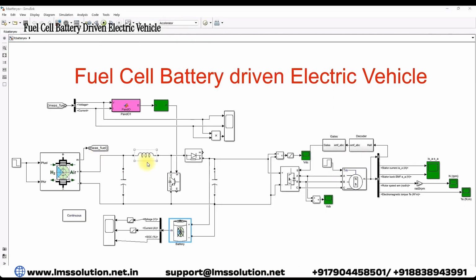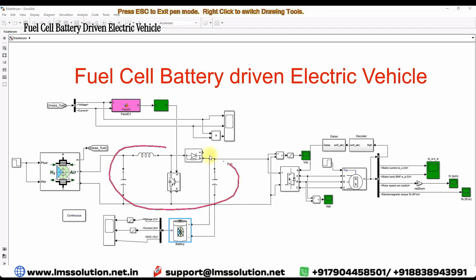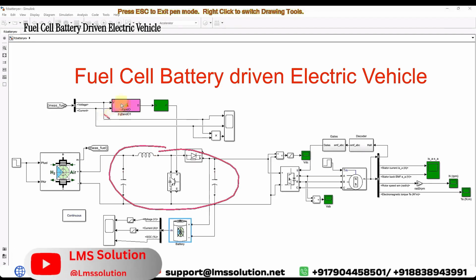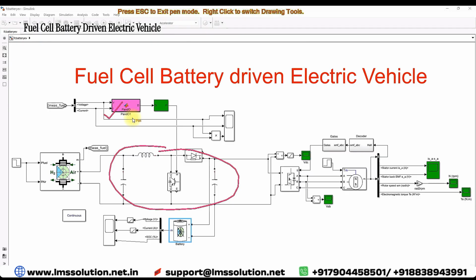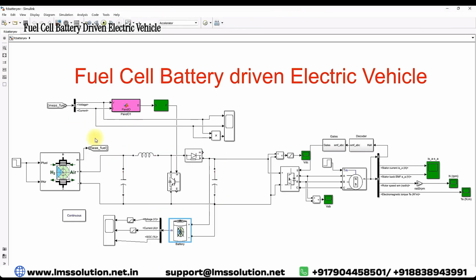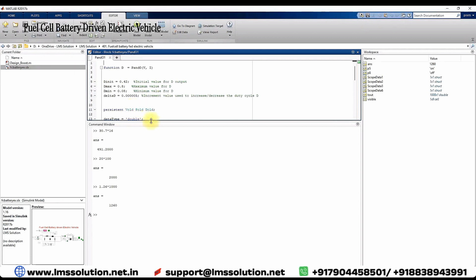This boost converter is going to be controlled by means of an MPPT algorithm. Here we are using the MPPT algorithm to extract the maximum power from the fuel cell. We need to drive the electric vehicle as well as charge the battery. For that, we are measuring the fuel cell parameters, taking the voltage and current of the fuel cell, which are processed via the P&O MPPT. Here we have that P&O MPPT.